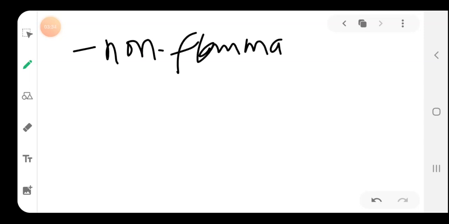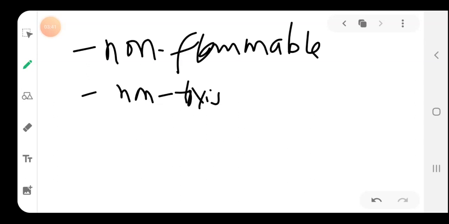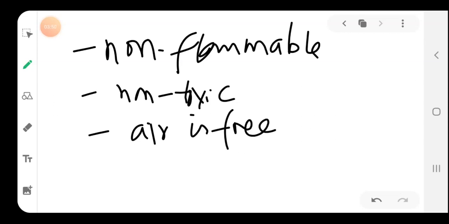So why are we using air as the fluid? Why are we using air as the working fluid? Air is non-flammable, non-toxic. Okay, air is free. It is available in plenty outside the aircraft, and it is environment friendly.